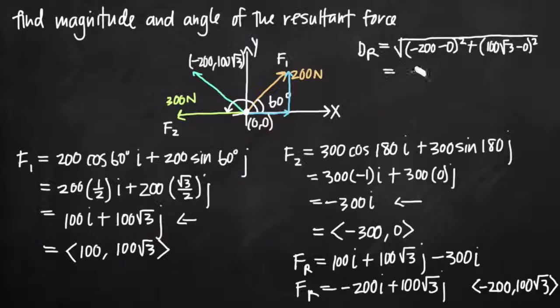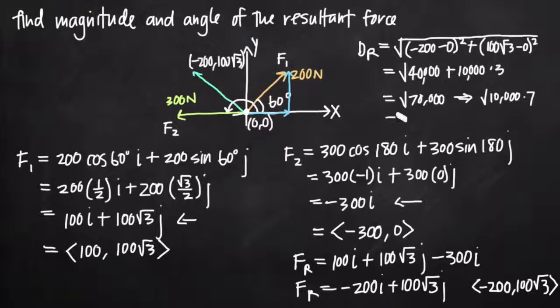Now when we simplify to get the length of the vector, -200 minus 0 is -200, square it, and we get 40,000. Then 100√3 minus 0 is 100√3. When we square it, we get plus 10,000 times 3, which gives us 40,000 plus 30,000, which is √70,000. If we convert this to the square root of 10,000 times 7, we can take the square root of 10,000, we get 100, and we see that the length of our resultant force vector is 100√7.